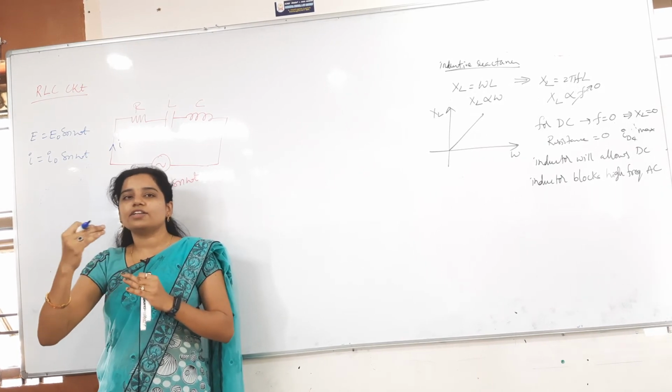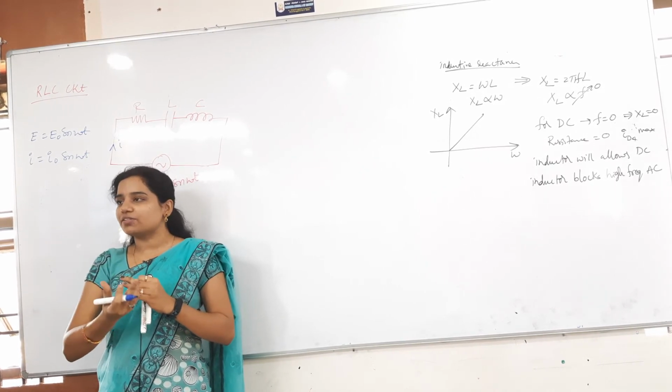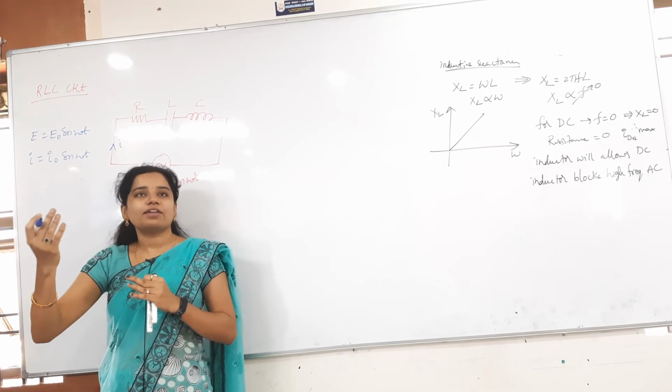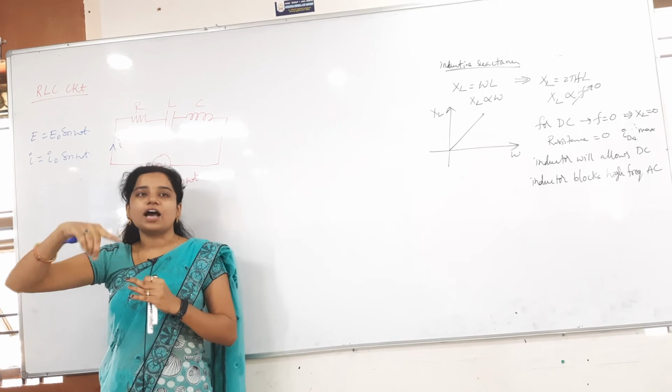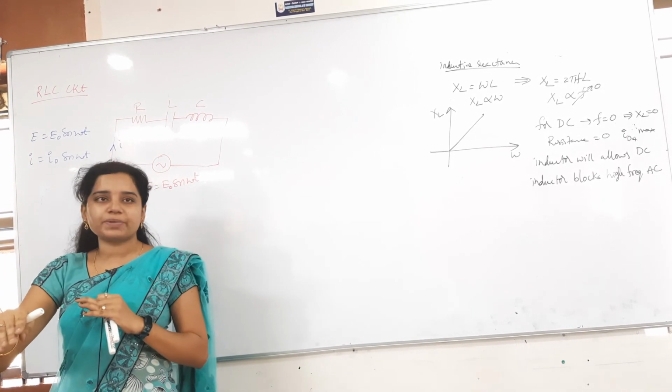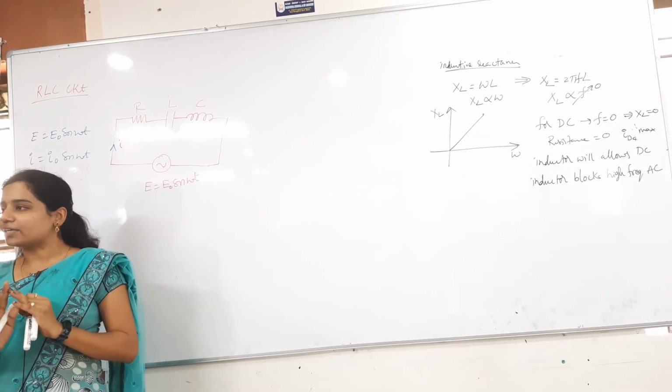Three together give impedance. XL and XC also give impedance. XC and R also impedance. R and XL also impedance only. Combination gives you impedance, separately it gives you reactance, that's it.